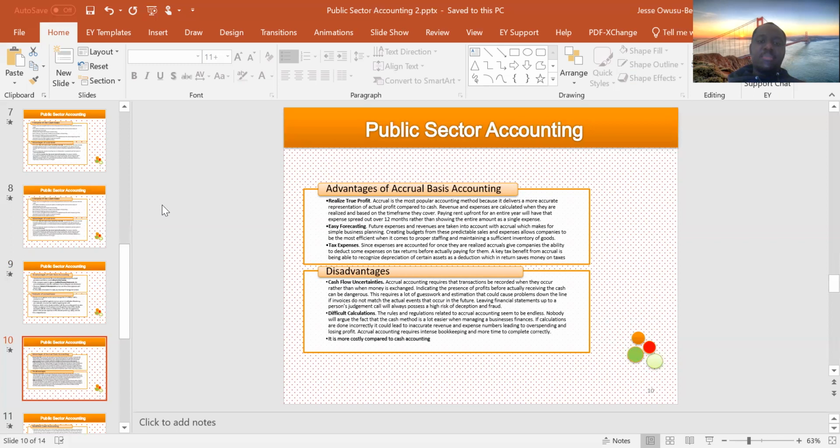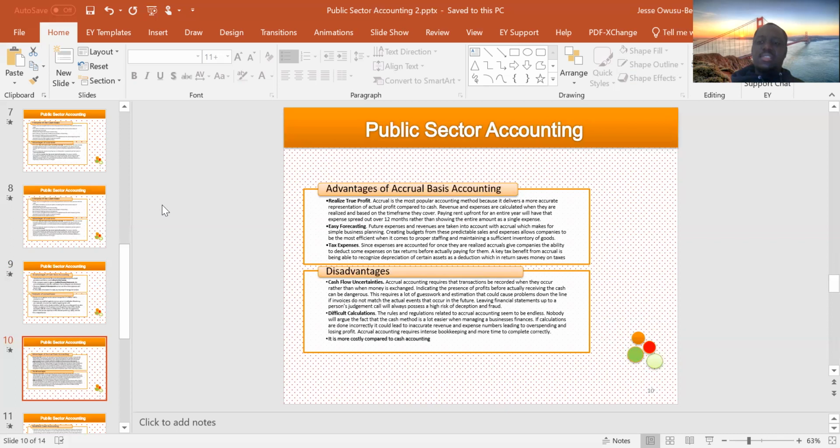Then you have the tax expenses. Under the accrual basis of accounting, you are allowed to deduct some expenses on the tax returns before actually paying them. And so it affords you that opportunity. So businesses are able to deduct certain expenses on their tax returns when they file their tax returns.